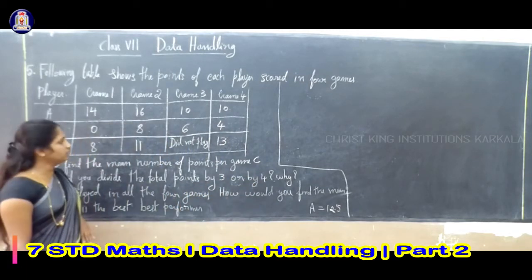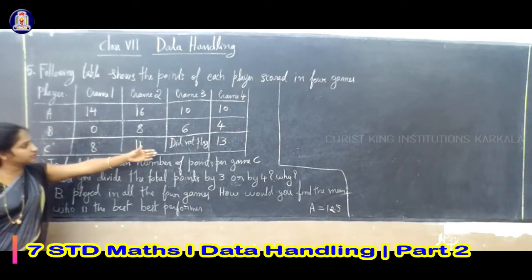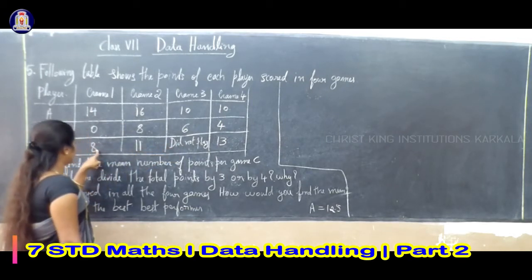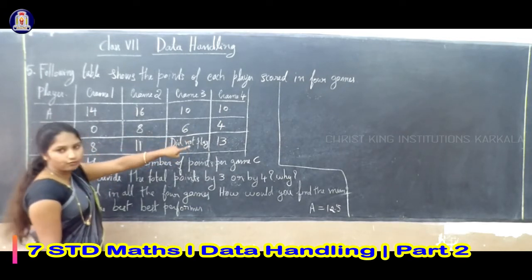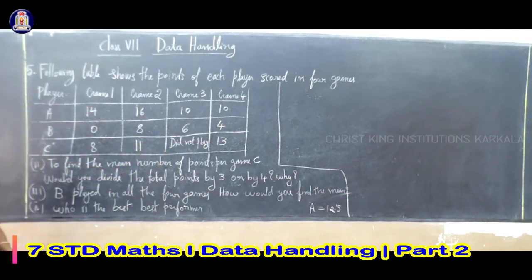So first, player C played in only 3 games, right? In the third game he did not play. He played the first, second, and fourth game. So now what do we have to find? We have to find the average score of player C. That means the mean.